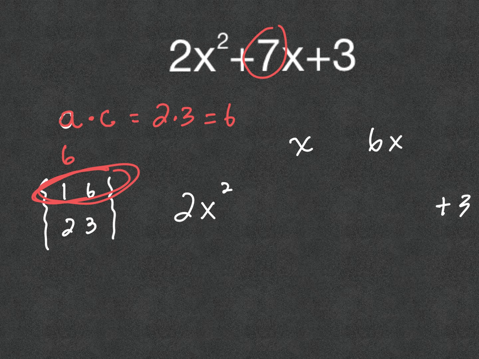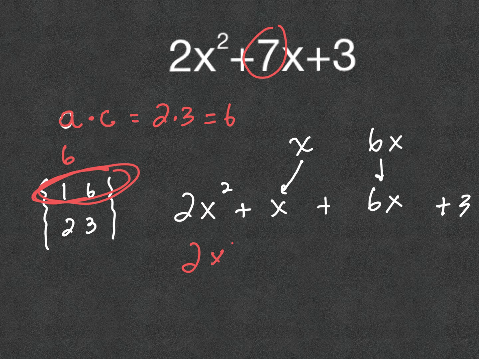Okay, well, if I put the x here next to the 2x squared, that might work. Let's put the x there. And let's put the 6x here. Okay? And put pluses in the middle because they're all pluses right now. So now I have 2x squared plus x plus 6x plus 3.